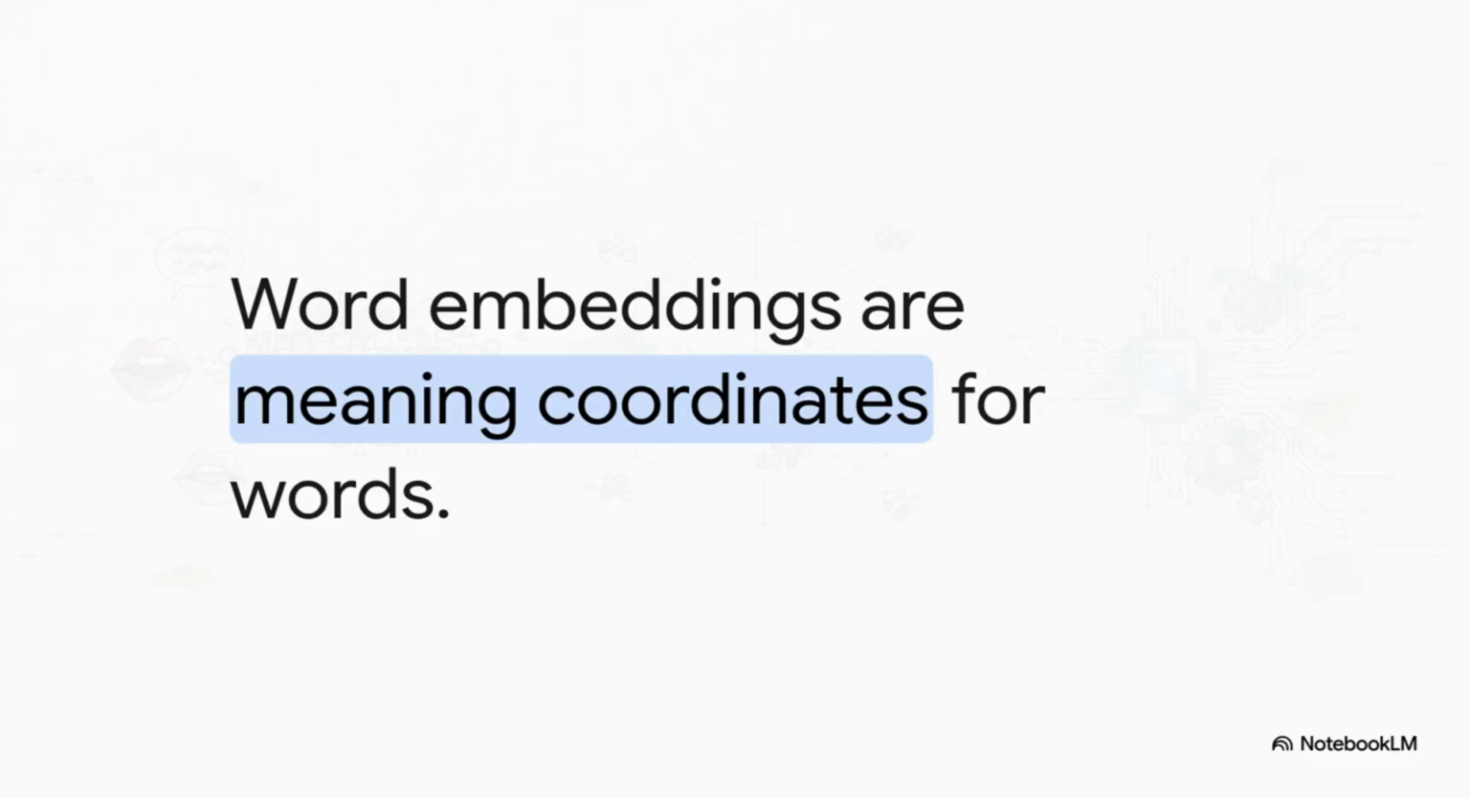As you walk away from this explainer today, if you remember just one concept to build your mental model of AI language processing, let it be this: word embeddings are meaning coordinates for words. But it leaves us with a pretty fascinating question. If machines can map meaning this well, what human concept will they map next?